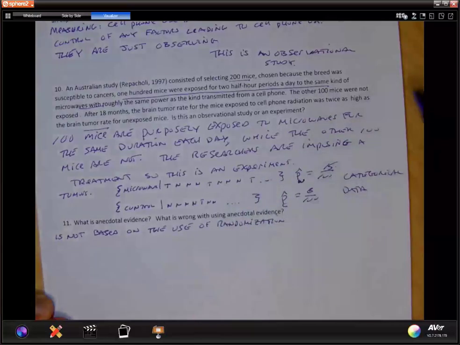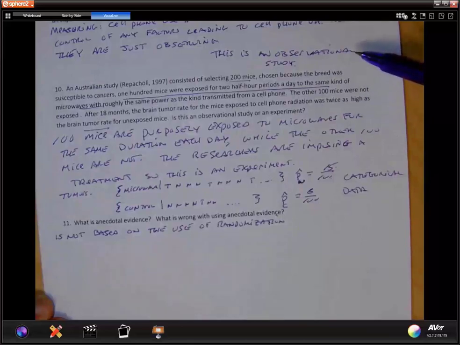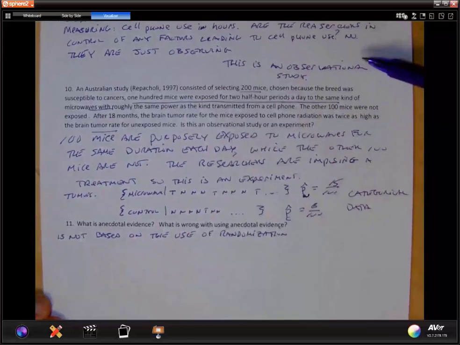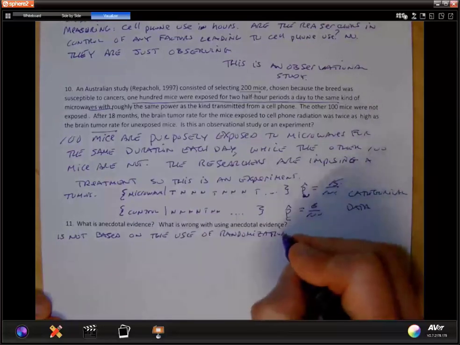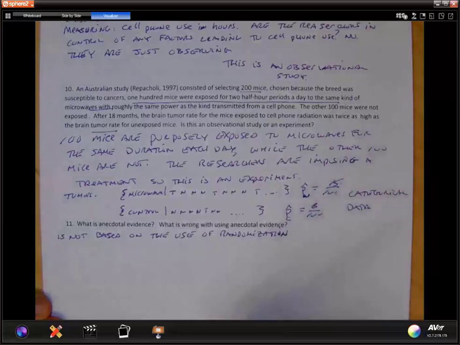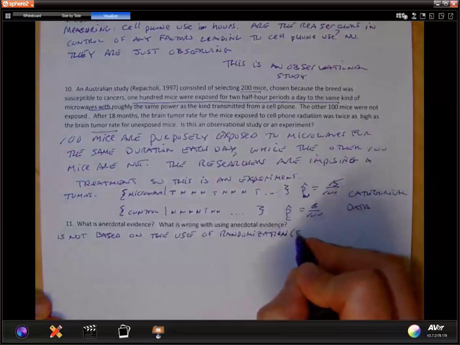So even when you do an observational study, there's got to be some type of randomization taking effect in order for this to be valid. But in anecdotal evidence, there is no randomization. Or if there is, it's not what's called scientific.